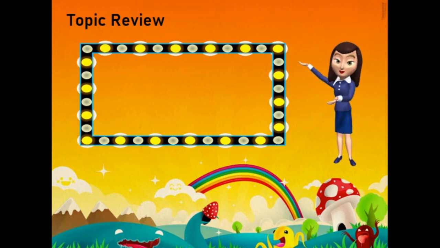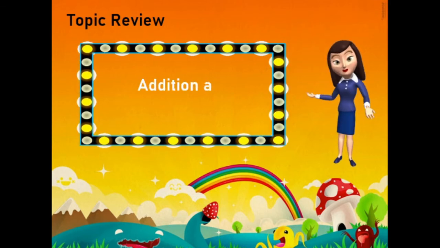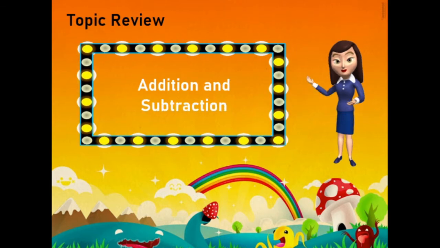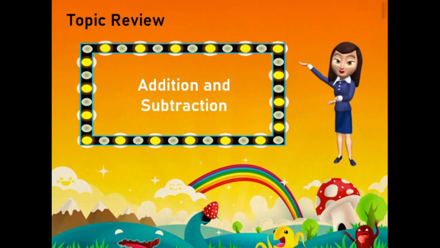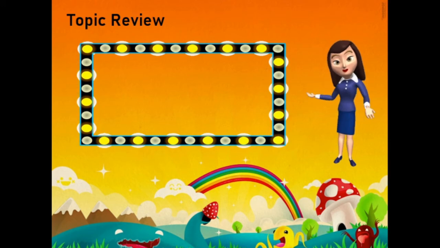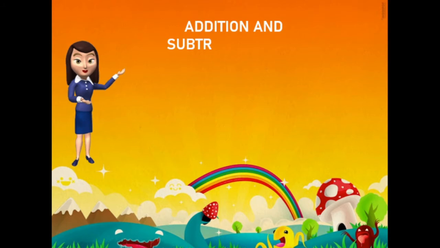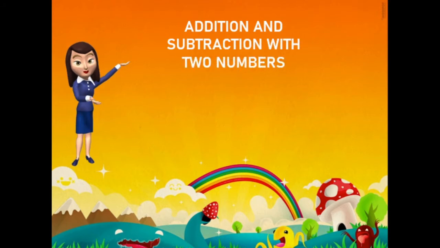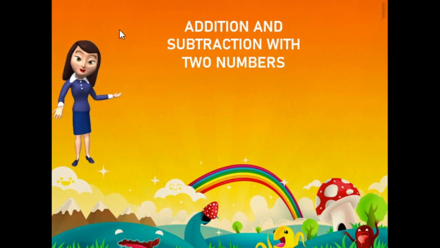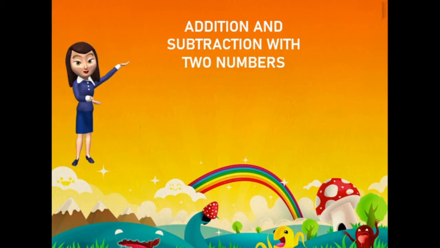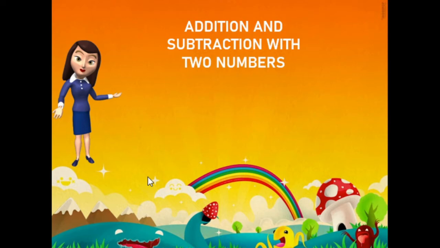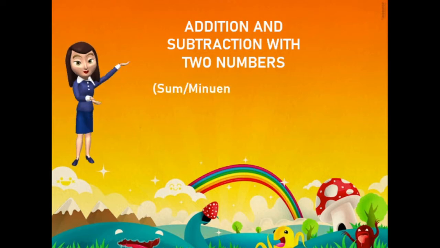In our previous video, we had started talking about addition and subtraction of numbers 100,000 or less. Now, let's quickly remember how to do addition and subtraction with two numbers, and of course, knowing the important vocabulary words.